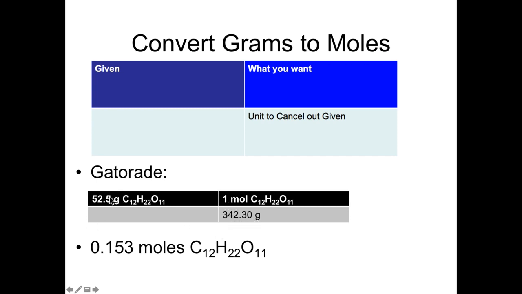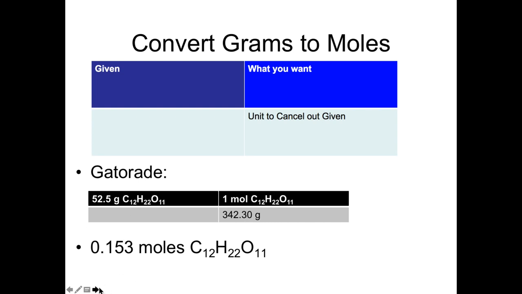When you have this set up, everything on top you're going to multiply, everything on bottom you're going to divide. So what this chart is telling me, I'm going to take 52.5, multiply it by 1, and divide it by 342.3. So 52.5 divided by 342.3 will give us 0.153 moles of sucrose.